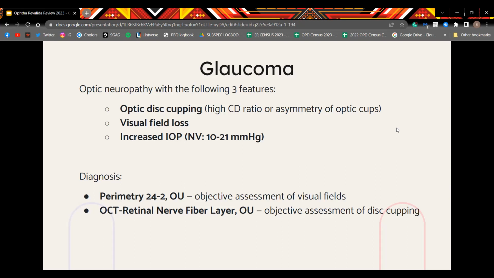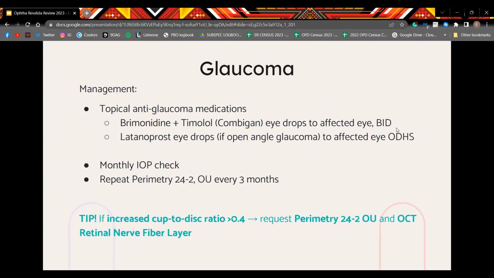Ayun, ang diagnosis is mostly with ancillary tests. Specifically yung perimetry natin, perimetry 24-2 to both eyes, which objectively assesses yung visual field defects ng patient. And yung OCT of the retinal nerve fiber layer, which objectively assesses yung disc cupping ng patient. So, ang tip ko sa inyo, if may suspected glaucoma patient kayo, mag-request na kayo ng perimetry 24-2 and OCT.